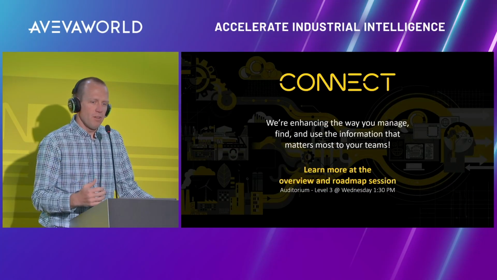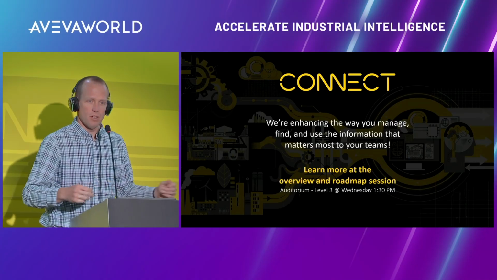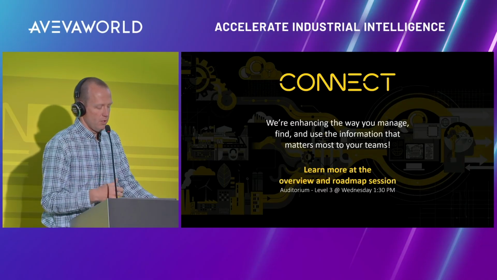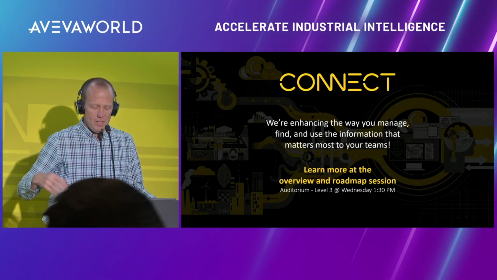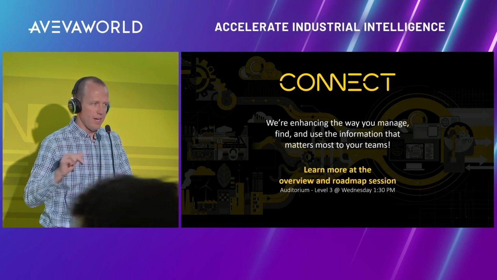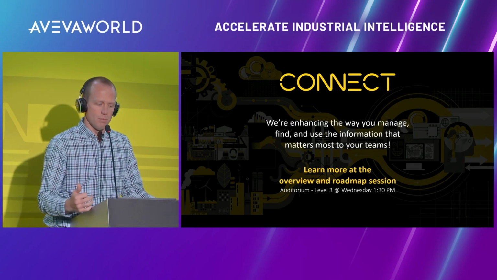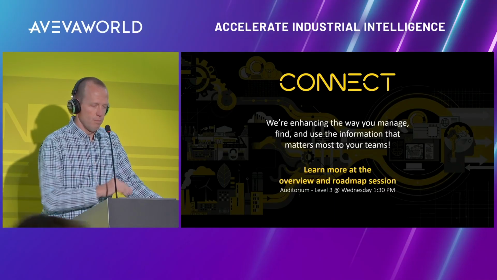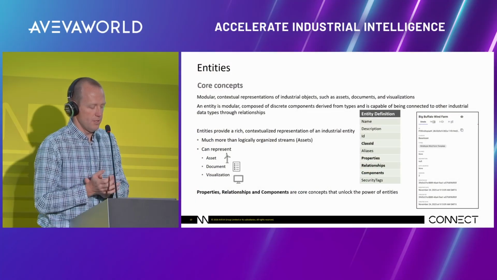A lot of what I'm going to be talking about, actually my entire presentation today, is about new features in Connect. So we are enhancing the way you manage and find and use the information that matters to you most. In about 45 minutes or so, there's going to be a Connect roadmap talk. I'm going to highly encourage you, if you find any of this interesting, to go to that talk. There's going to be a lot more information about different features that are coming into Connect soon, and especially about entities. But let's go ahead and dive a little bit deeper into what entities are here.